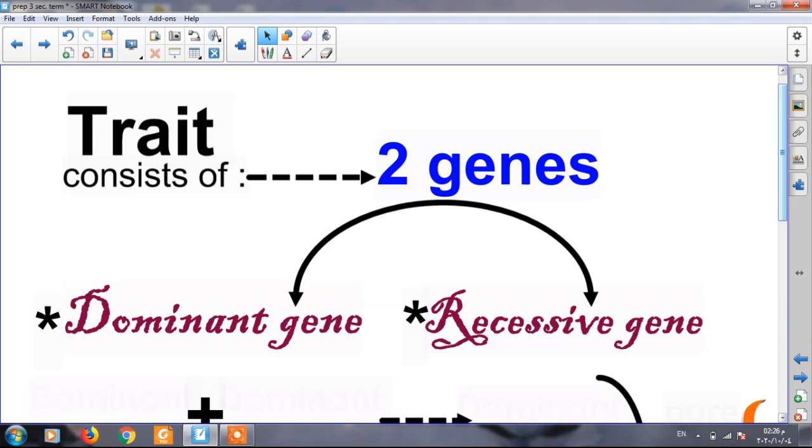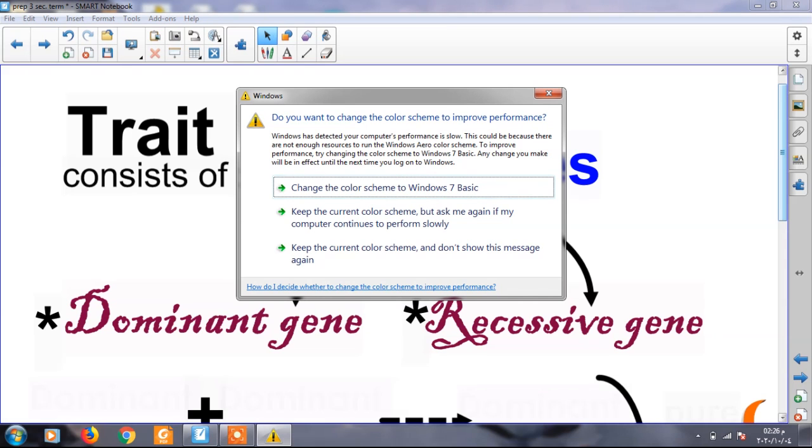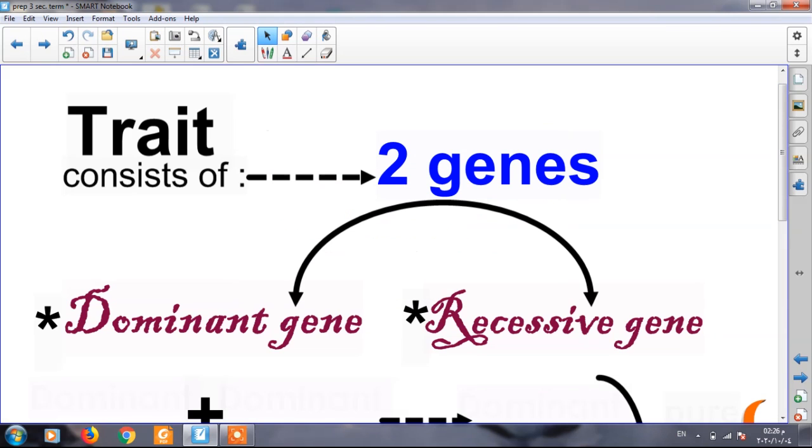So by this way we have three cases. What are they? Maybe the two genes which form my trait, both of them are dominant, or maybe both of them are recessive, or maybe one dominant and one recessive. How can it be one dominant and one recessive?